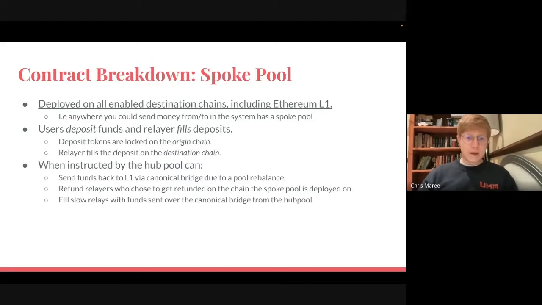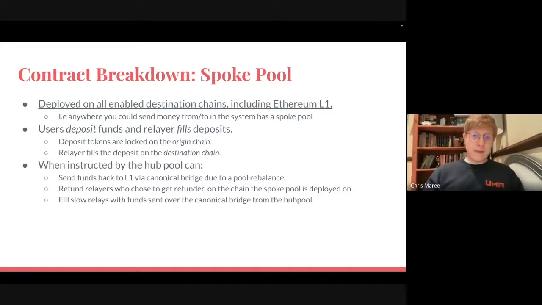Origin and destination. The spoke pool is controlled by the hub pool, and the hub pool can send specific instructions to the spoke pool to instruct it to do certain things, such as sending funds back to layer 1. And we'll get to what that looks like in a little bit. The hub pool can also instruct the spoke pool to refund relayers after fills. And finally, the hub pool can also instruct the spoke pool to fill slow relays. And this will happen when the relayers actually run out of money and we need to do a slow relay. It's kind of analogous to what we had in V1, but a bit different.